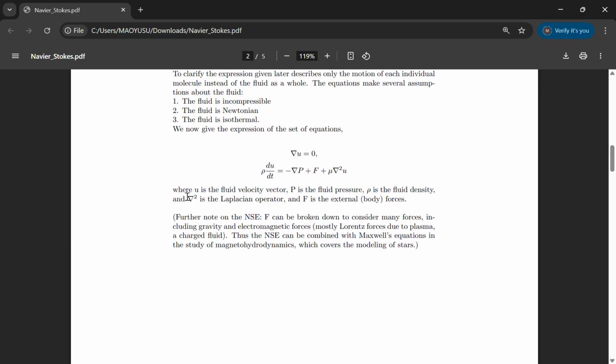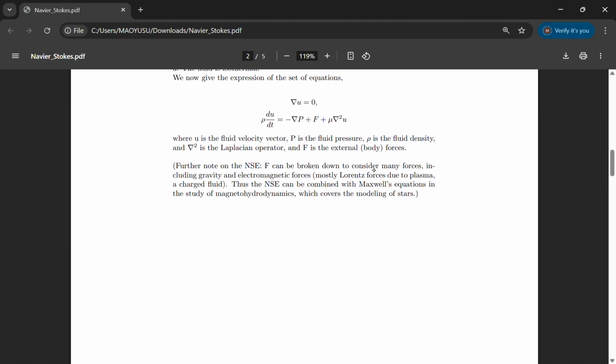So u is the fluid velocity vector, P is the fluid pressure, rho is fluid density, nabla squared is the Laplacian operator, nabla dot is the divergence operator, F is external or body forces. Actually, it's more accurate to call it body forces. I'll modify that afterwards. And mu is the viscosity. Right. So F can be broken down to consider many forces, including gravity and electromagnetic forces, multi-divergence forces, and I missed Coulomb forces here.